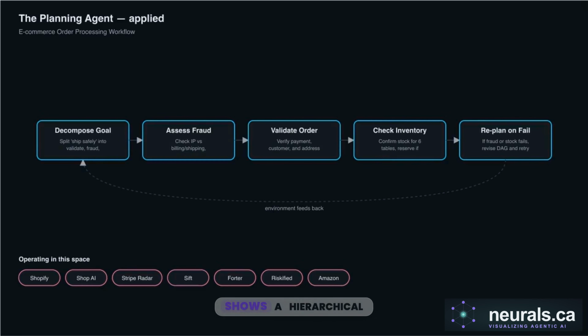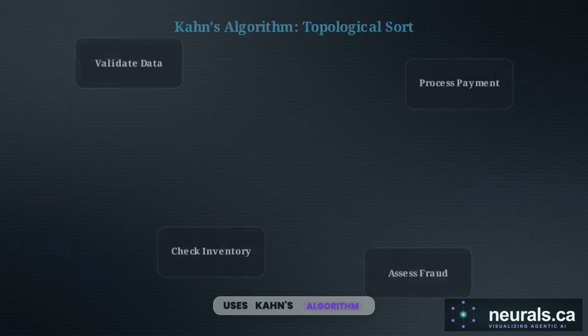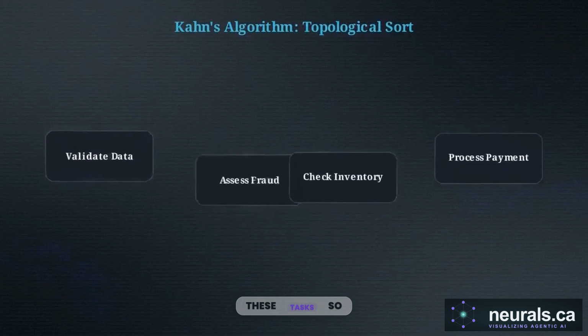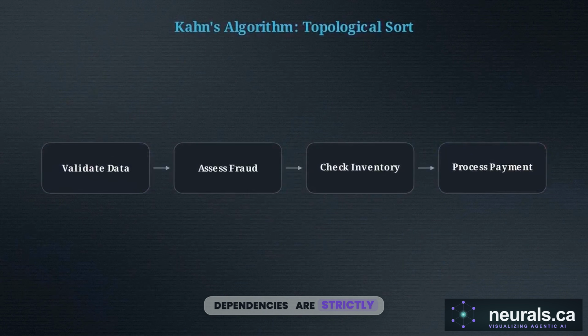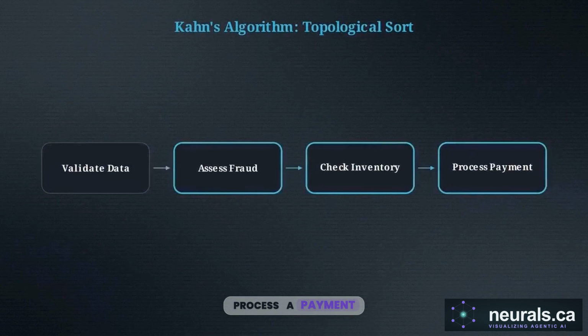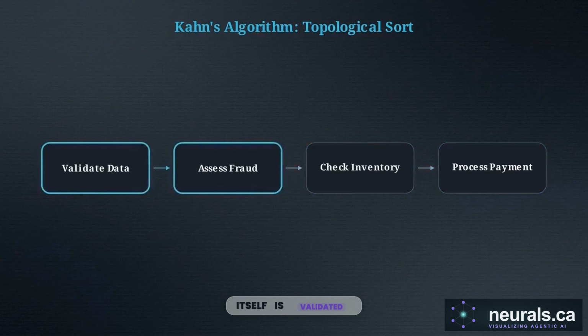This diagram shows a hierarchical task network. It is the structural foundation of the planning agent's orchestrator, splitting the goal into a directed acyclic graph, or DAG, of distinct subtasks. The system uses Kahn's algorithm to topologically sort these tasks so dependencies are strictly respected. You cannot process a payment before fraud is cleared, and you cannot assess fraud before the data itself is validated.